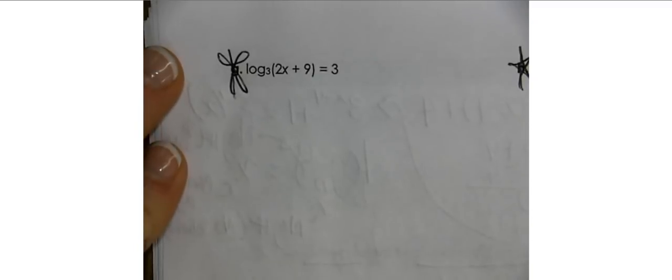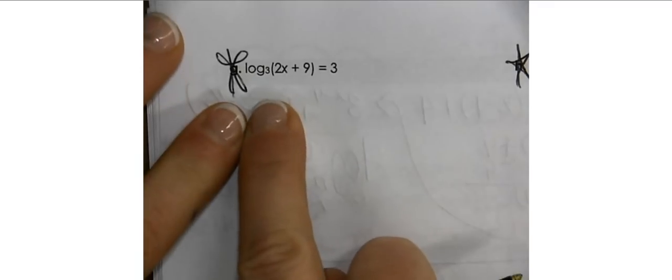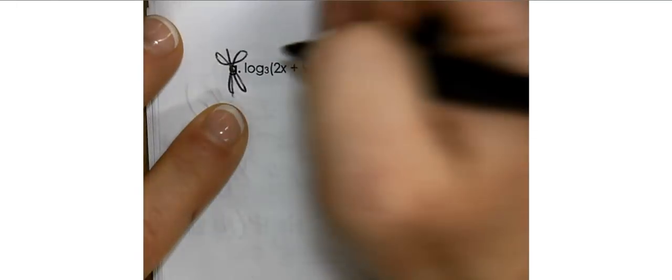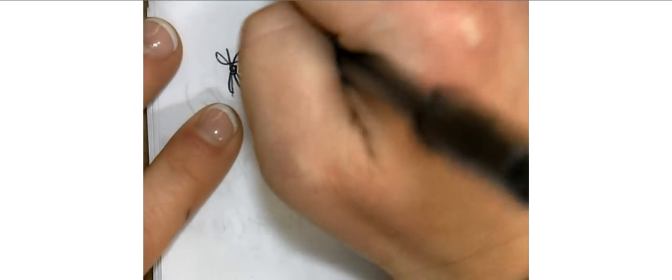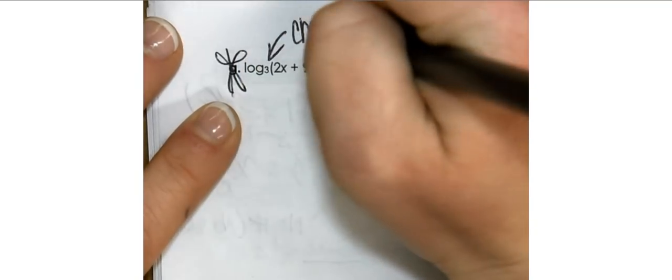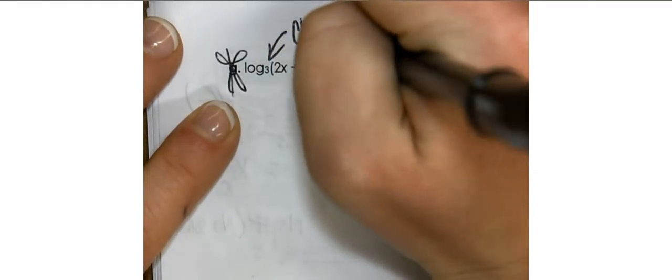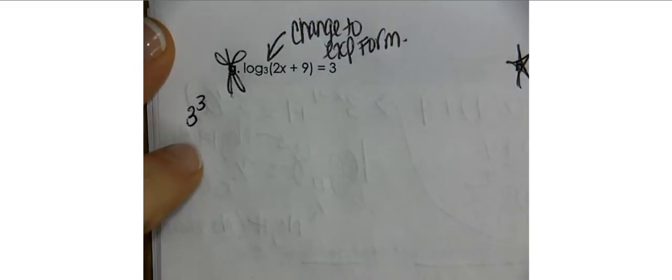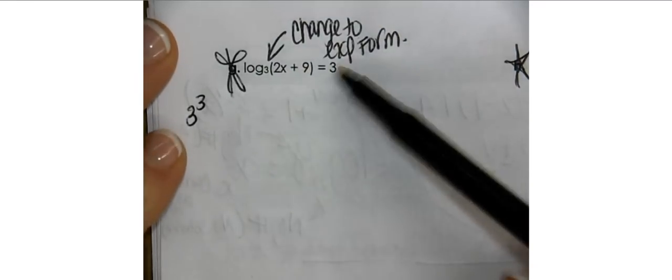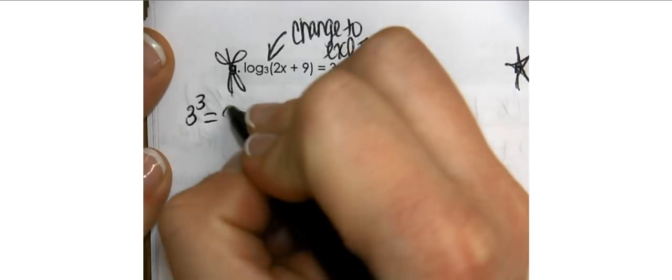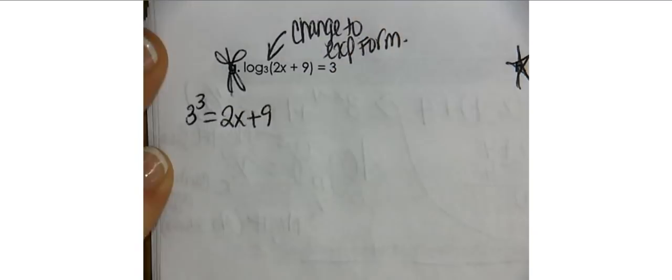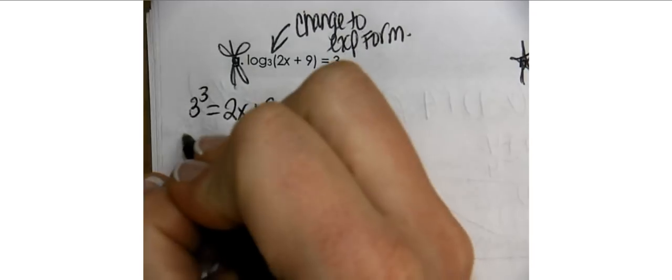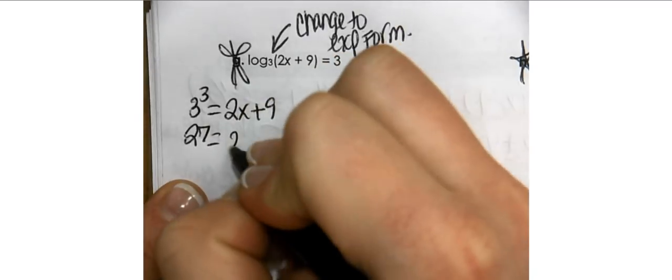All right, let's go ahead and look at letter G. For letter G, we have a logarithm alone. And because we have a logarithm alone, without anything for us to do, what I'm going to do is I'm going to change this to exponential form. So I'm going to rewrite this as 3 to the 3rd power, and that's because my base is 3, my exponent is 3, and that's going to equal 2x plus 9. 3 to the 3rd power is 27, and that's going to be equal to 2x plus 9.